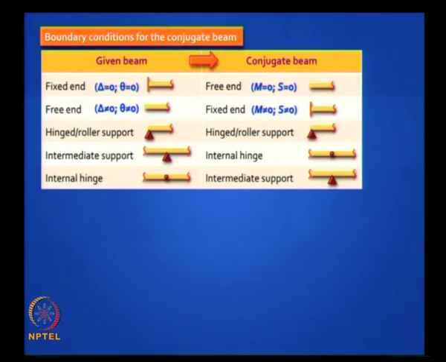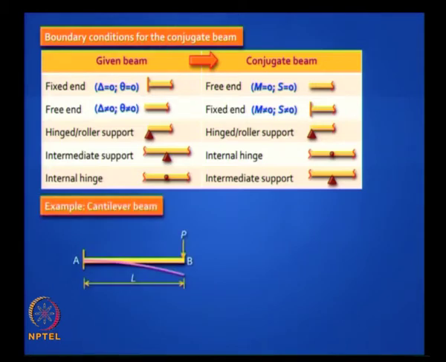have a free end. You do not have the possibility of a concentrated load at the free end because the curvature diagram will always be continuous, it will never have singularities. So the fixed end becomes free, the free end becomes fixed, the hinged or roller will remain as it is, simply supported. The intermediate support becomes an internal hinge because you have a discontinuity in slope there, and the internal hinge will be replaced by an intermediate support in the conjugate beam.